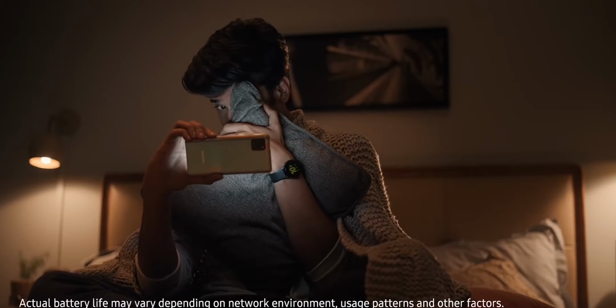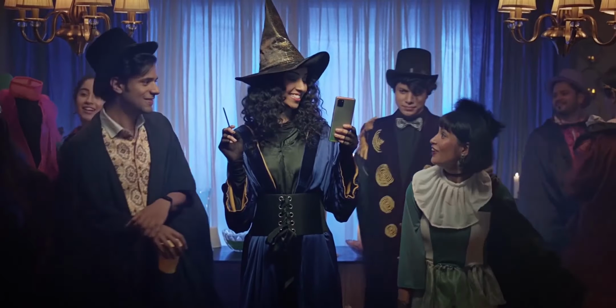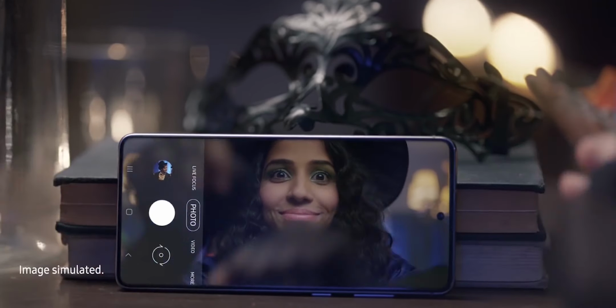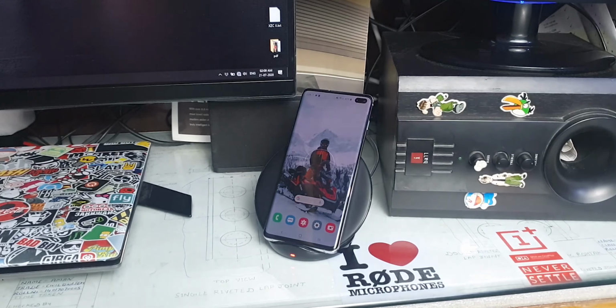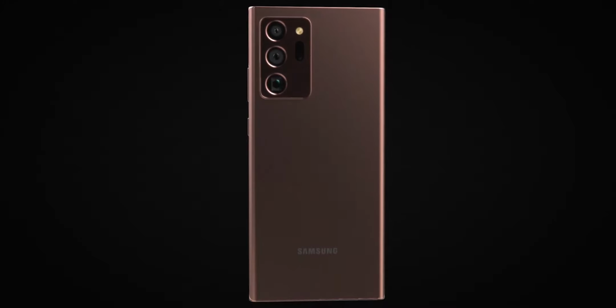For me, I would rather have a metal back which does sacrifice wireless charging, but we have so many glass sandwich phones that metal would be so awesome to have even if it comes at the cost of wireless charging. But let me know what are your thoughts on the potential plastic back of the Galaxy Note 20, and the Note 20 Ultra however still is glass.